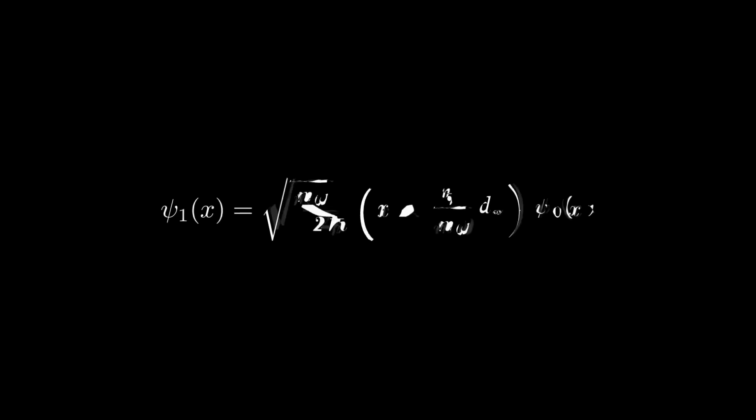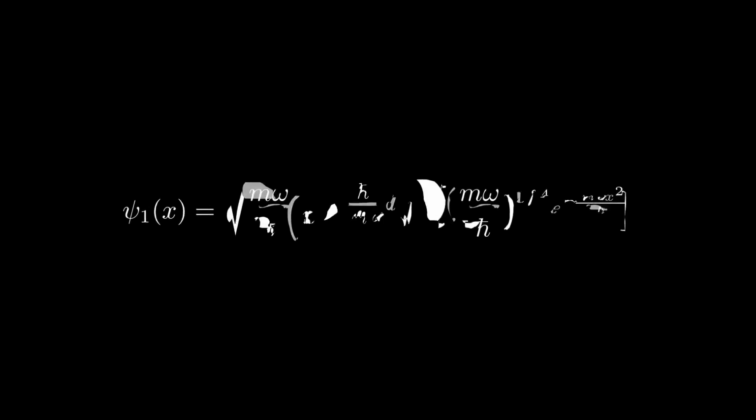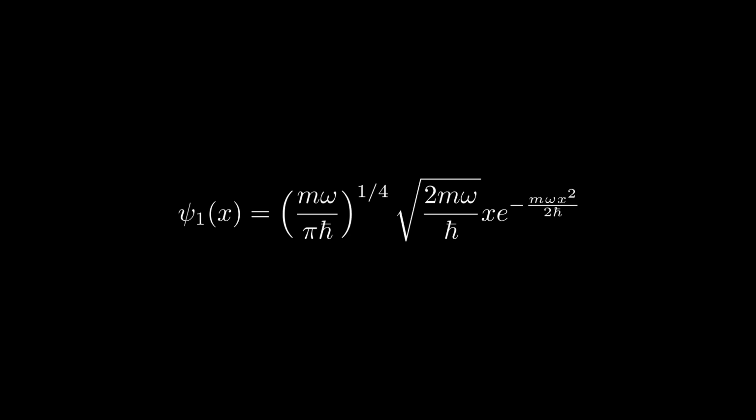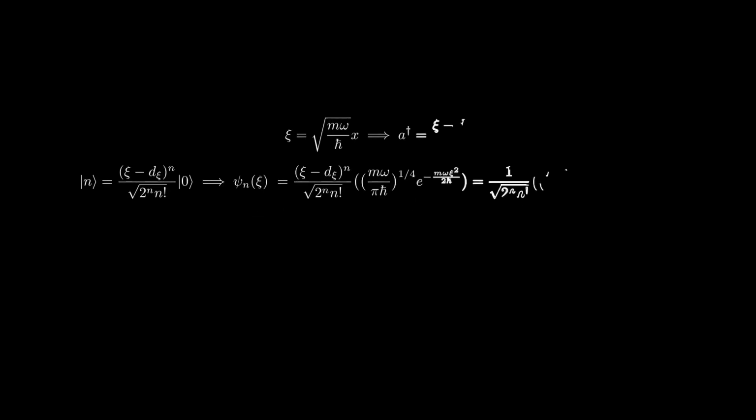If we now apply the creation operator to the ground state, we can compute the first excited state in the position basis, which gives us a linear function times the Gaussian. To obtain a more general expression, we can define ξ equals square root of mω over ħ times x, giving us the following definition of a dagger and therefore the nth excited state. Here, H_n denotes some nth degree polynomial.